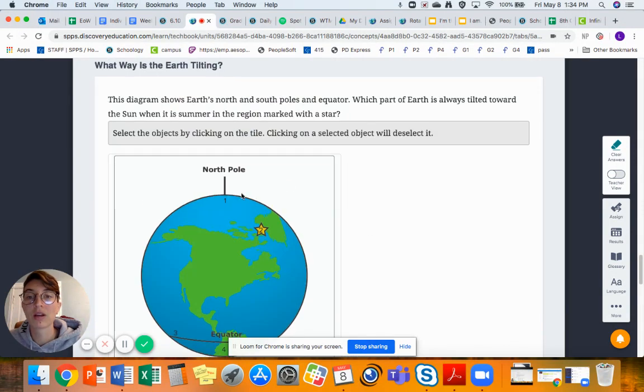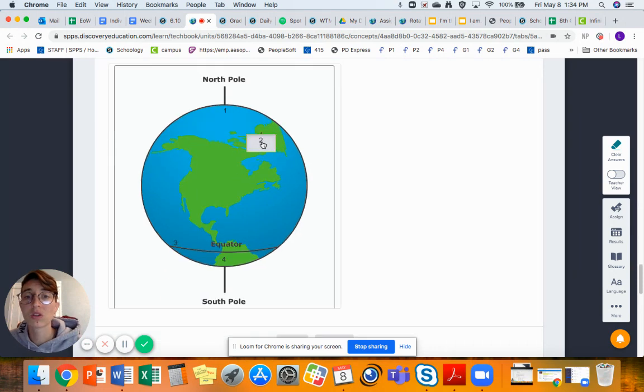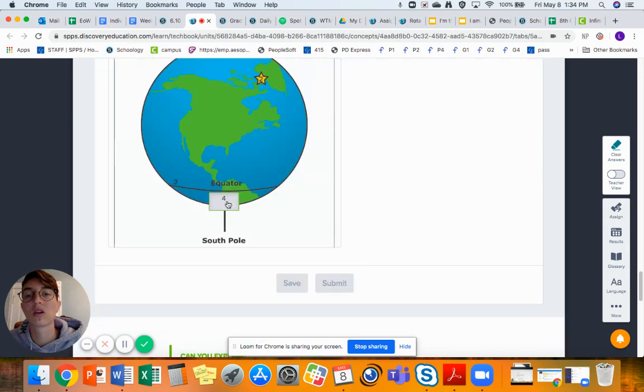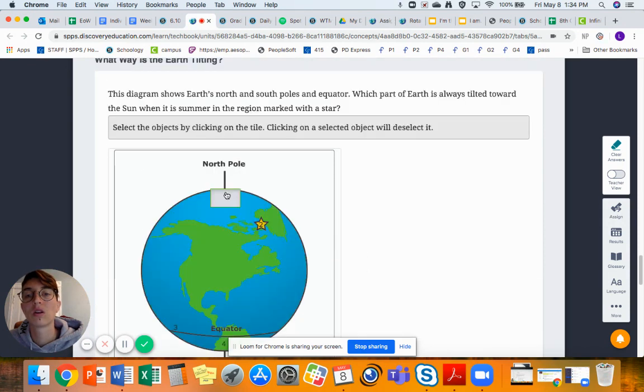So this diagram has North Pole you can select. You can select right here. You can select right on this line and then South Pole. Okay, so the question is, which part of the Earth is always tilted toward the sun when it's summer in the region marked with a star? All right, so which part of Earth is always tilted toward the sun when it's summer here? So like here we are in Minnesota, this is north. So which part of the Earth is always pointed toward the sun? Is it the South Pole, the equator, the North Pole, or the star?